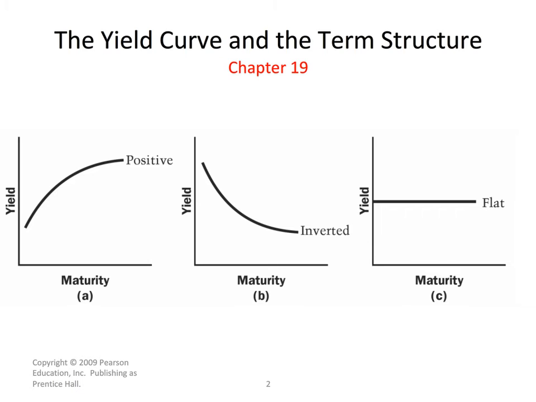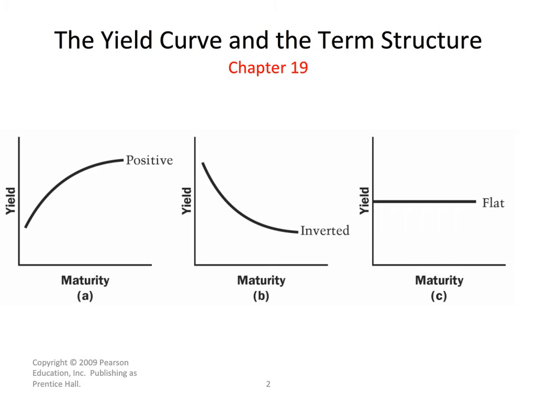A is a positive yield curve, and in that case, as we increase maturity, our yield to maturity increases, and this would be indicative of, in general, increasing interest rates over the time period. And if we see a positive yield curve, what that would generally imply is that our spot rates are going up over time, as well as our forward rates are going up over time.